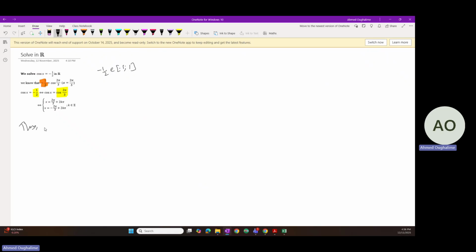So my conclusion, thus the set of solutions, I'm going to call it F0 here, is the set with curly brackets: -2 pi over 3 plus 2k pi, and 2 pi over 3 plus 2k pi, such that k takes all possible values in Z. So this is one example where the image of 2 pi over 3 is actually equal to -1/2. This is how to solve in R this example.